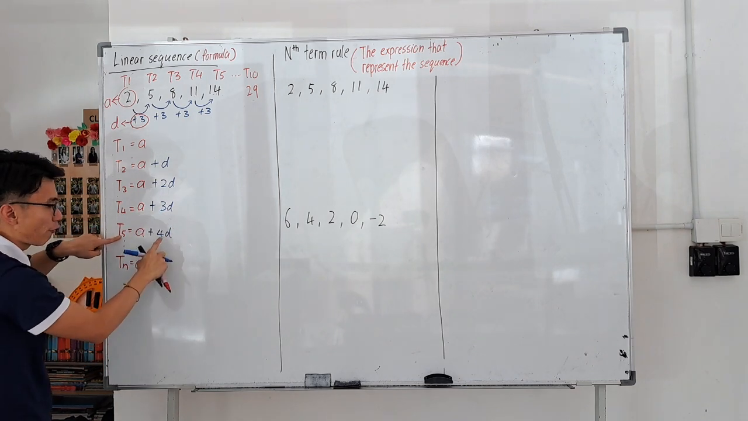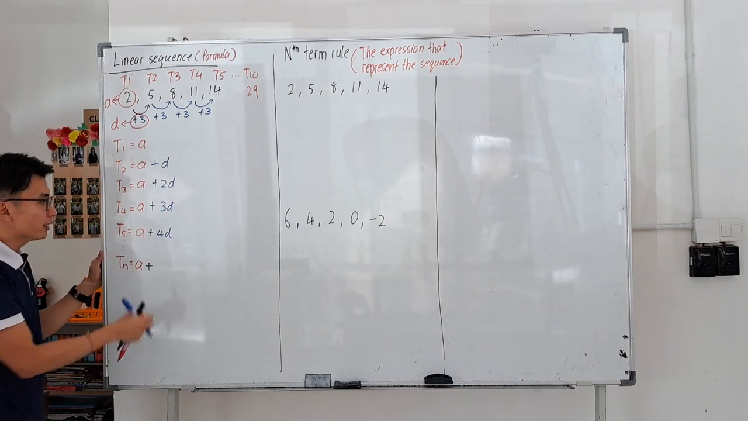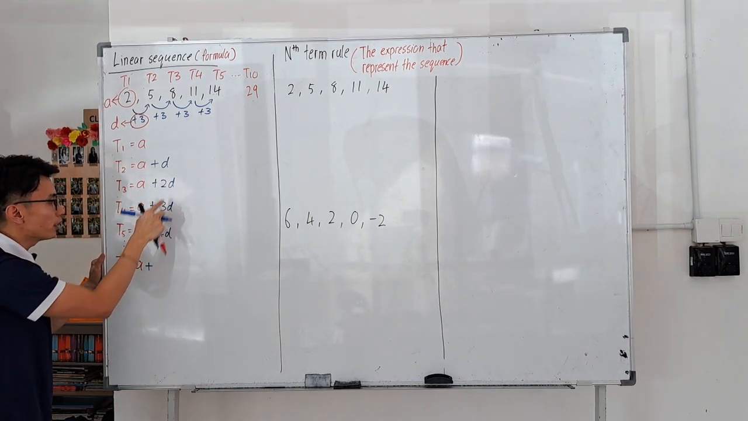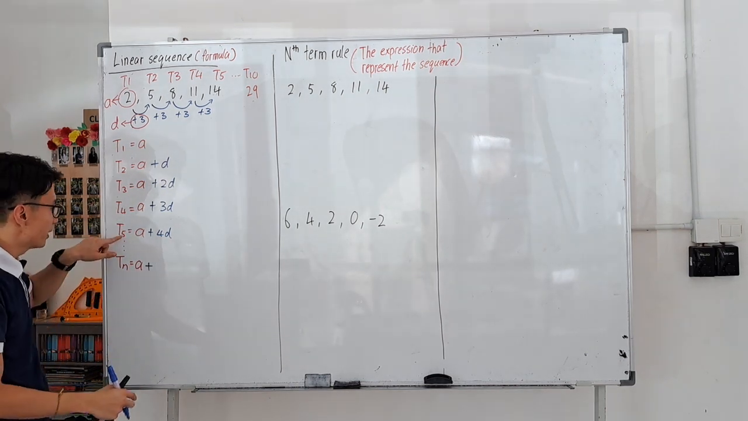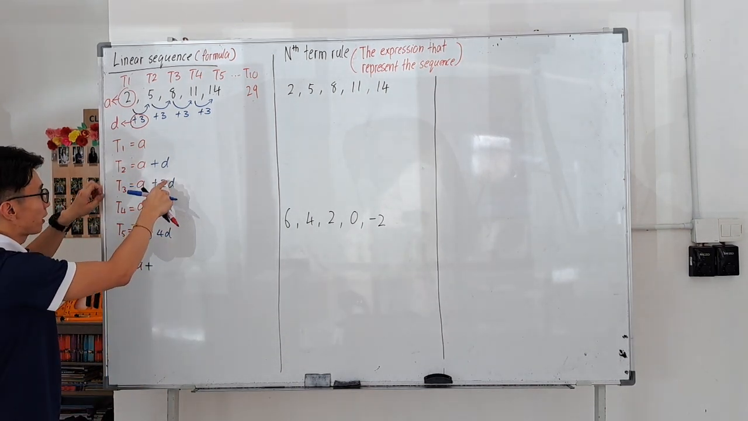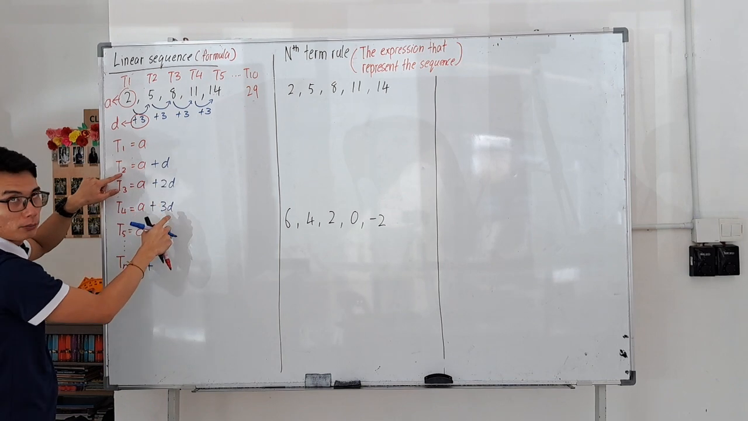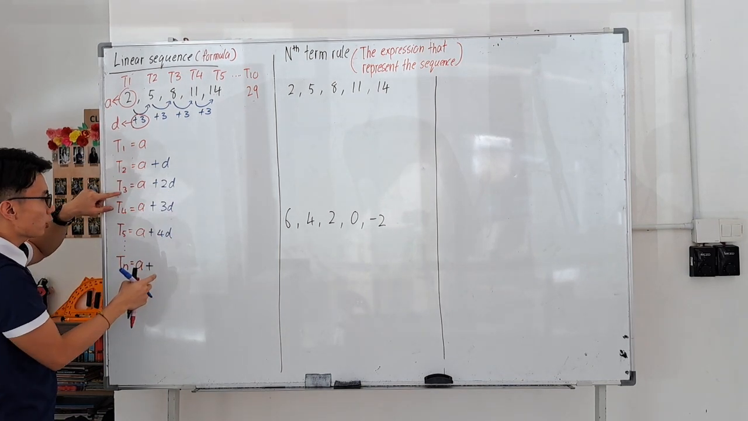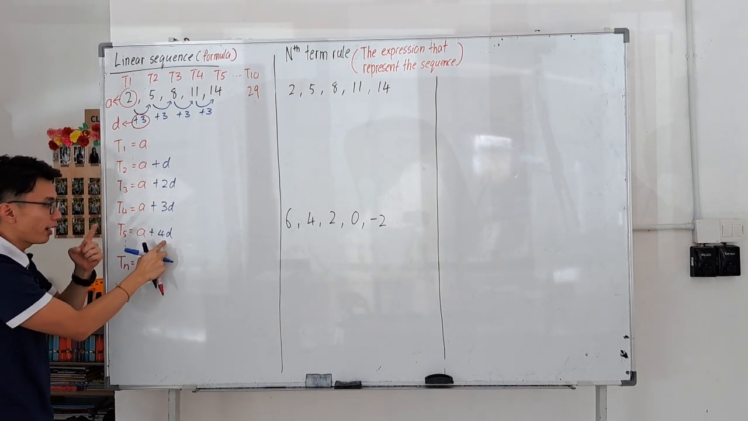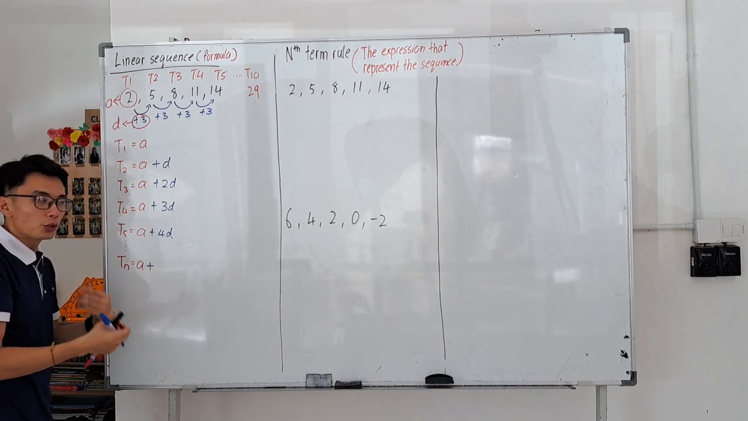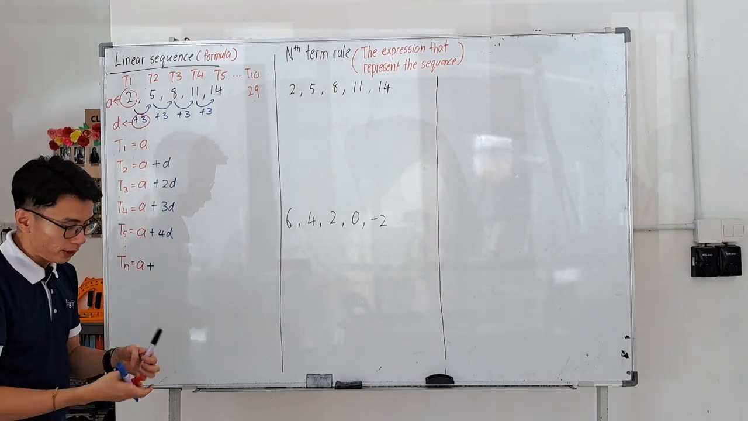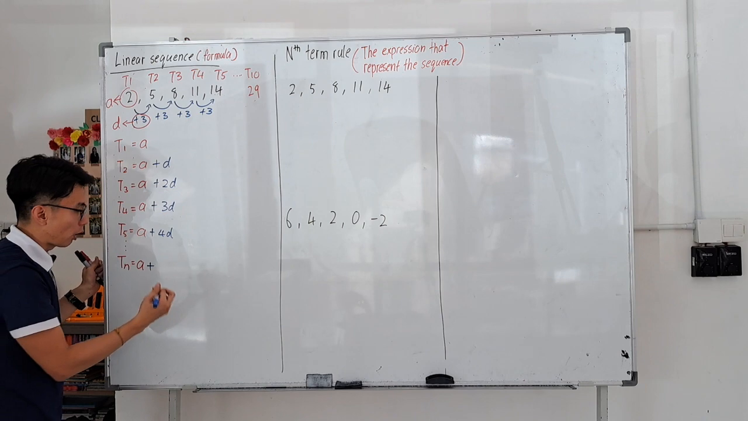And to find the fifth term, I have 4d. Do you notice that the number of d over here is always 1 less than the term? All right, let's take a look again. 4d, it's 1 less than the term. Correct or not? So there's a pattern over here which we can construct in our formula.